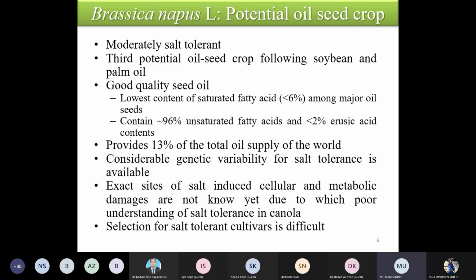It contains around 96% unsaturated fatty acids and less than 2% erucic acid as compared to other brassicas. That gives it a pleasant flavor, and it provides 13% of the total oil supply of the world. Considerable genetic variability for salt tolerance is available. However, the exact sites of salt-induced cellular metabolic damage are not very well known to scientists, and studies are carried out to explore those sites.